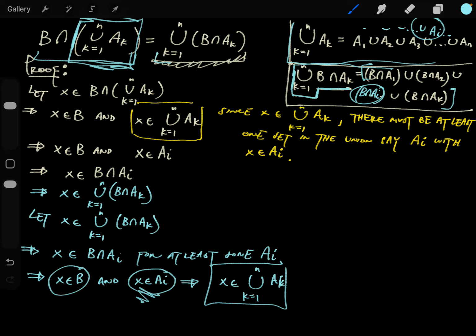And then that means that we have that x is in B and x is in this union, so we have the other direction. We have that x is contained in B intersect the union. And then we're done because we did it in both directions.